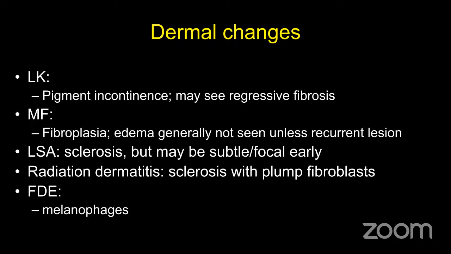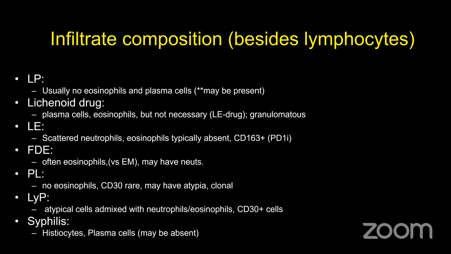Radiation dermatitis in the subacute variant that I showed you, you might see some sclerosis, but in general, it's in the chronic variant where you see sclerosis with plump fibroblasts. And I didn't really go through the chronic variant, but that same subacute change that I showed you with the subacute radiation dermatitis can go on to become chronic. And at that point, you'll have more sclerosis and some of those bizarre appearing fibroblasts. Fixed drug eruption, melanophages, as I mentioned.